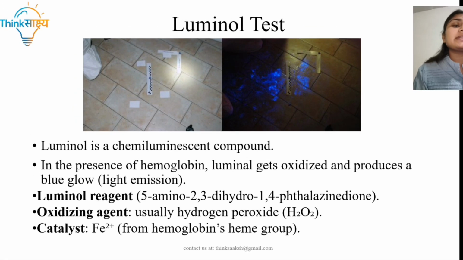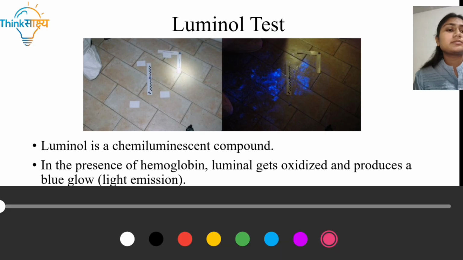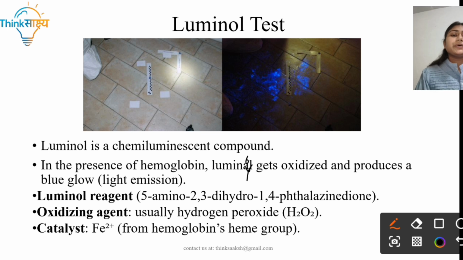So, luminol reagent contains 5-amino-2,3-dihydro-1,4-phthalazinedione. You have to remember this. And here also it's written, in the presence of hemoglobin, luminol gets oxidized and produces a blue glow light emission. It should be luminol, guys. And here the oxidizing agent is hydrogen peroxide. And what is Fe2+, that is iron from the heme group, doing here? It catalyzes the hydrogen peroxide. It breaks down the hydrogen peroxide to do the oxidation of luminol.